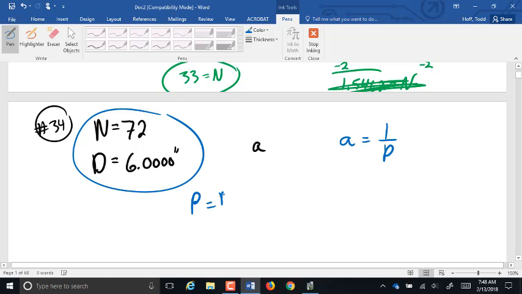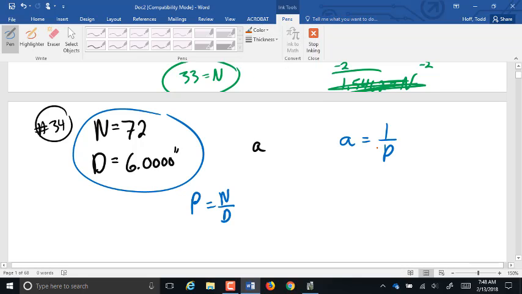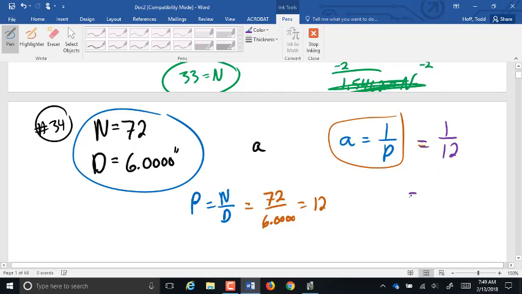P equals N over D, exactly. So I can find what I need from what I'm given. So I just have to go through 2 steps. So this is that third process we talked about. You look up what you're looking for, see what you need to find it. We need the pitch. And then you look up to see if you can get that from what you're given, and we can. So N is 72 over D of 6.0000 equals a pitch of 12. So our addendum then is 1 over 12, or 0.0833 inches.